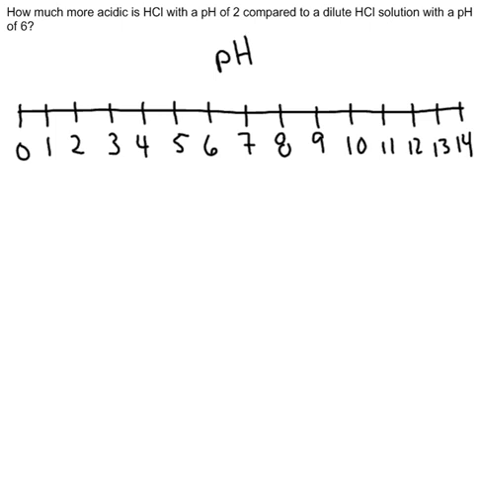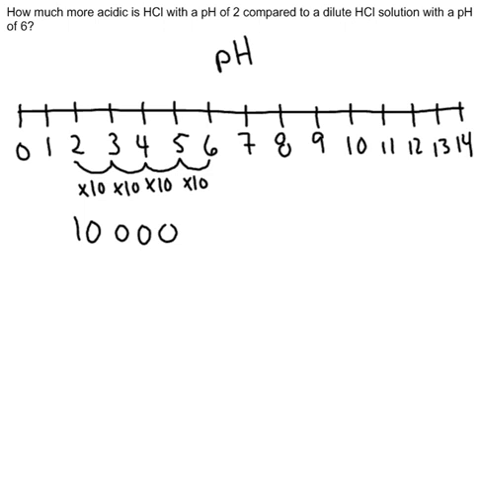So if we start with 6 here, and we move down to 5, 5 would be 10 times more acidic than something with a pH of 6. When we move from 5 to 4, that's another 10 times more acidic. 4 to 3, 10 times more acidic. And then 3 to 2, 10 times more acidic. So if we move 4 places on the pH scale, which is what moving from 6 to 2 is, we're actually multiplying 10 by 10 by 10 by 10. And that makes something with a pH of 2 10,000 times more acidic than something with a pH of 6.